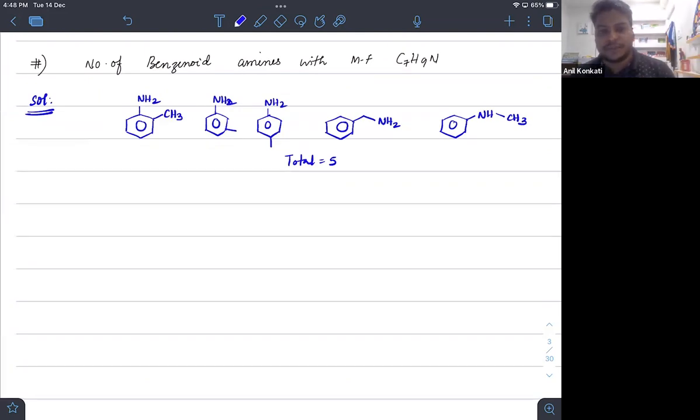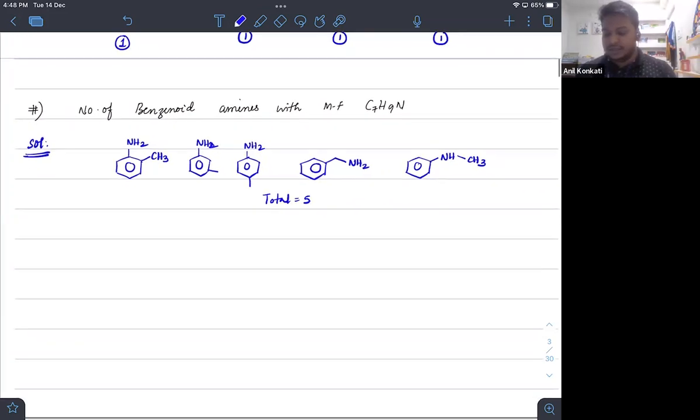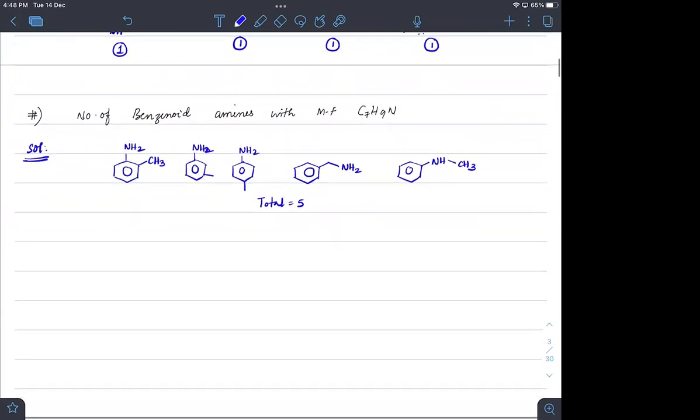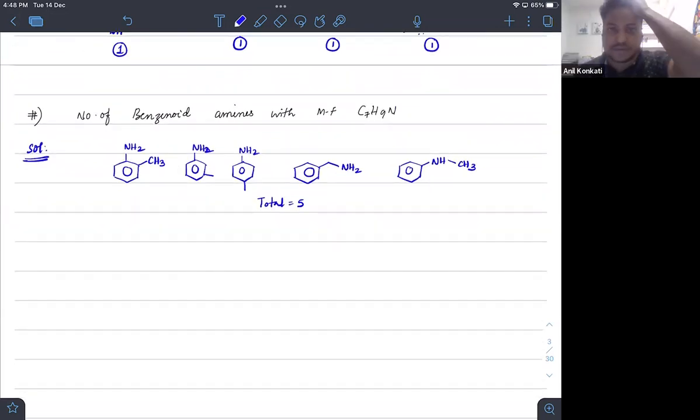So I hope all of you got an idea. Yes, sir. So just revise this. This is one area in amines you should learn, that is how to find out the number of stereoisomers and the total number of isomers.